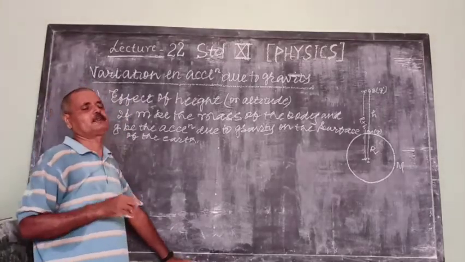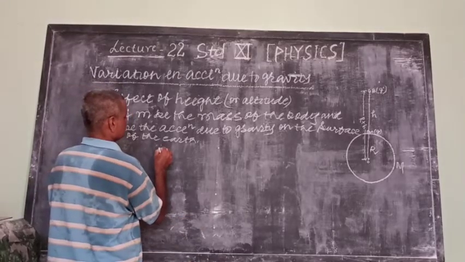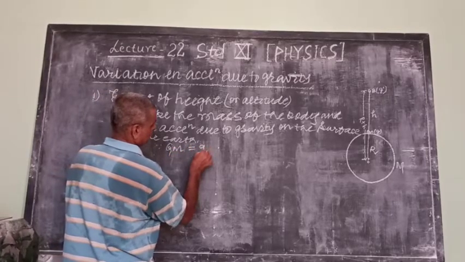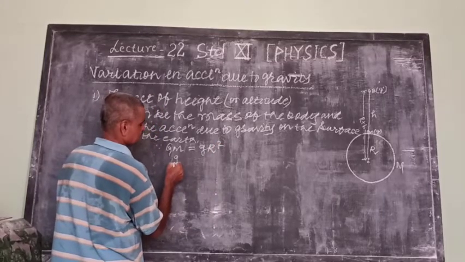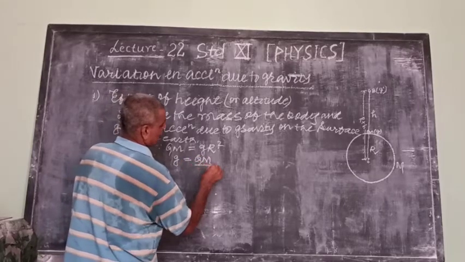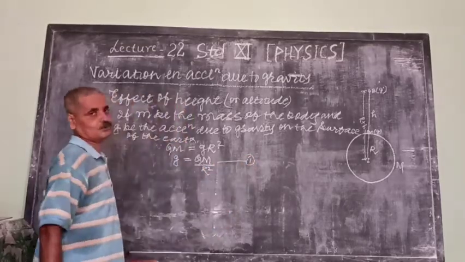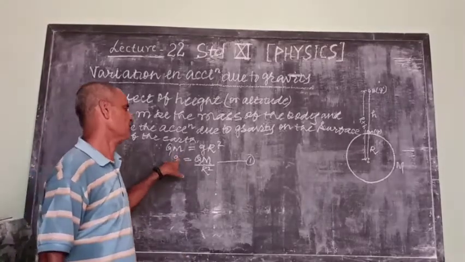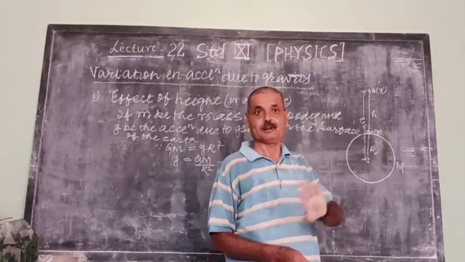We have calculated that g = GM/R². The value of g was GM by R square. Suppose this is your equation number 1. The first equation gives the value of acceleration due to gravity when the body is situated on the surface of earth.